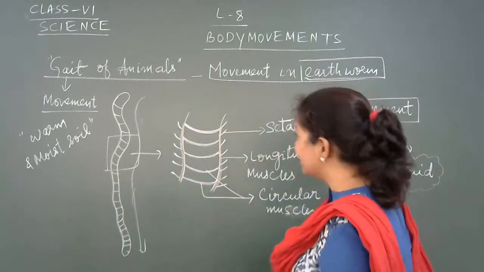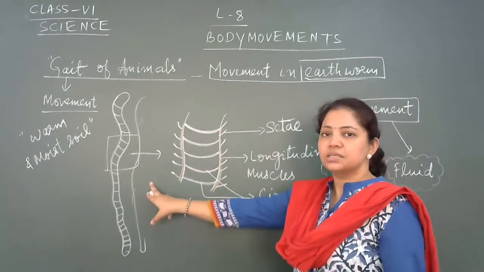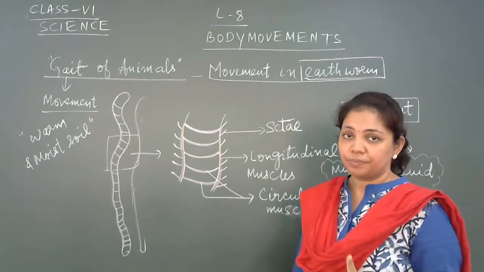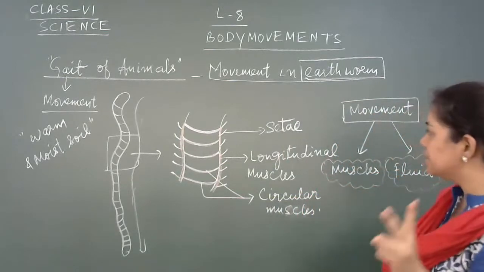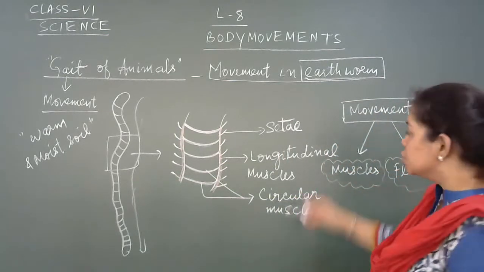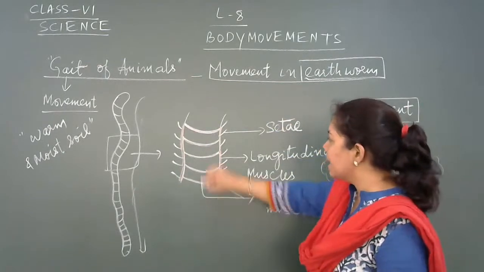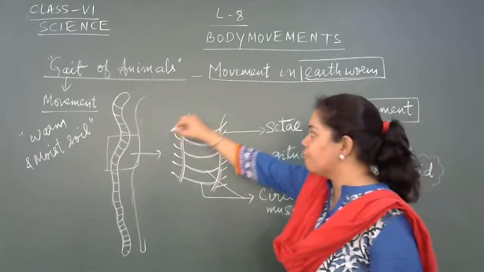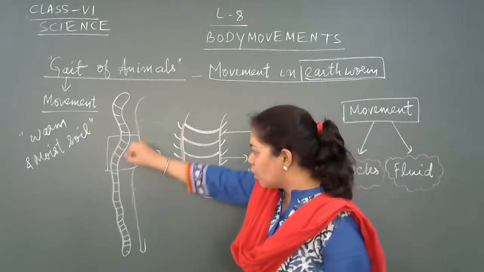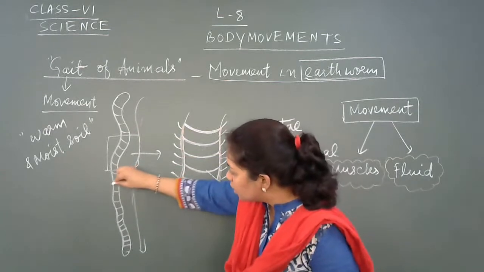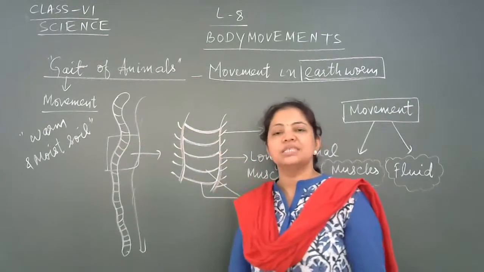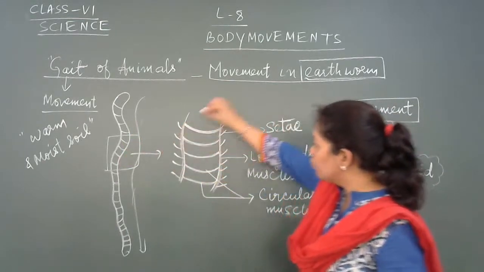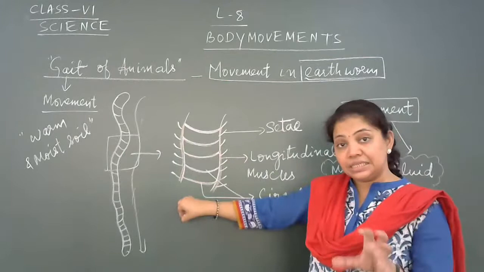So what happens? The muscles in the body of an earthworm are of two types. Here you can see that I have drawn a magnified view of a small portion of an earthworm. अगर आप देखेंगे तो जो हमने horizontal lines draw की हैं, these are representing the muscles. तो इसका एक small portion का magnified view मैंने ये draw किया so that you can understand in detail.